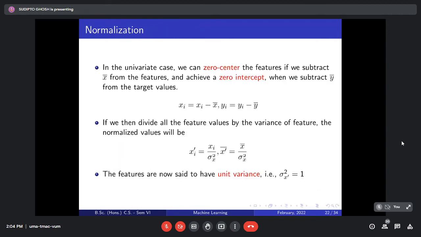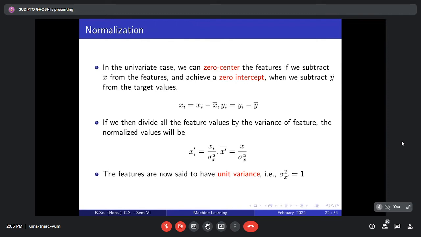So for those cases, first we will take the univariate regression. To apply this ordinary least square method, we have to zero center the feature. I am also saying we can make our lives a bit easier if we take zero intercept. That means if I take the intercept value beta naught to be zero, then I have to only find beta one, right? So I subtract the mean of y from all the y values, and to zero center the features itself, I subtract the mean of the features from all the features.